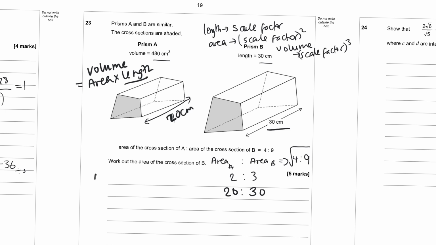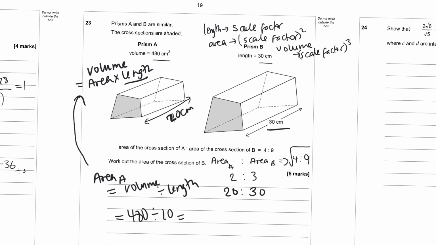So to work out the area of A, I'm basically going to rearrange this formula over here, which would leave me to end up doing the volume divided by the length. The volume for A is 480. Divided by its length of 20 is going to leave me with an answer of 24 centimeters squared.